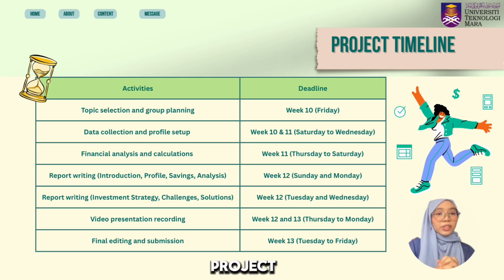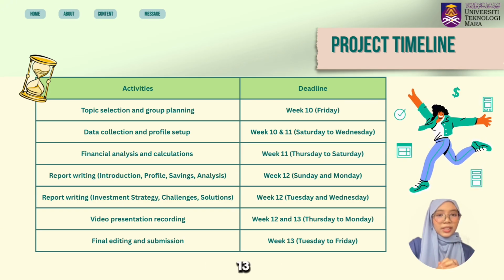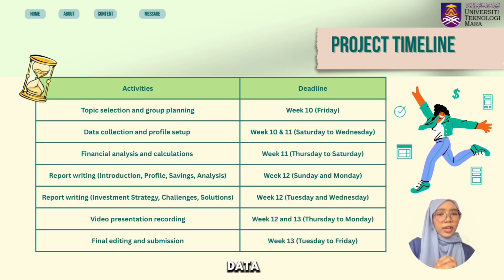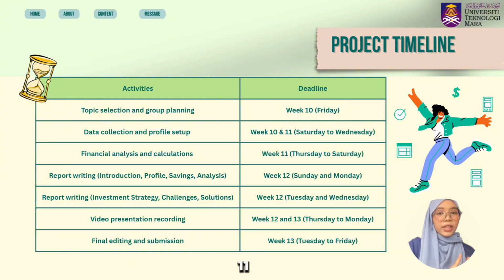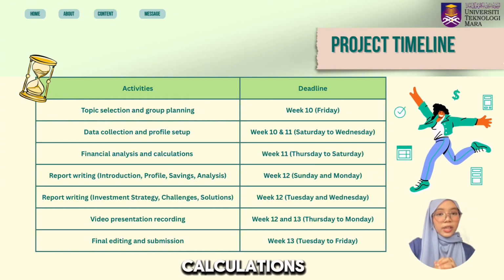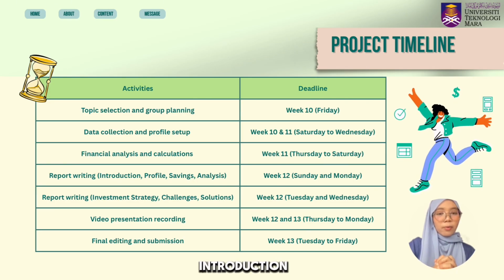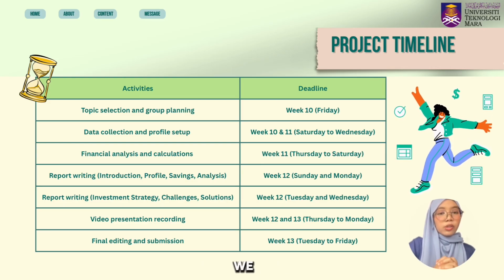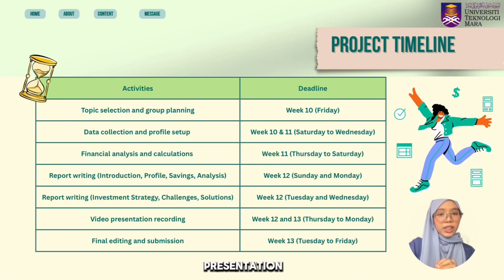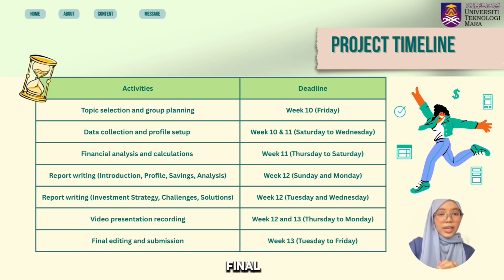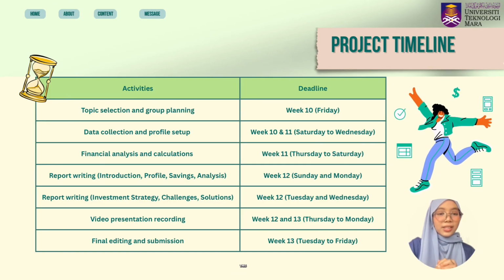This slide shows our project timeline from week 10 until week 13. In week 10, we selected our topic and planned the group tasks, followed by data collection and profile setup. In week 11, we carried out the financial analysis and calculations. During week 12, we focused on report writing, including the introduction, profile savings, investment strategies, challenges, and solutions. We also started recording our video presentation in weeks 12 and 13. Finally, in week 13, we completed the final editing and submitted the project. This timeline helped us stay organized and complete the project on time.